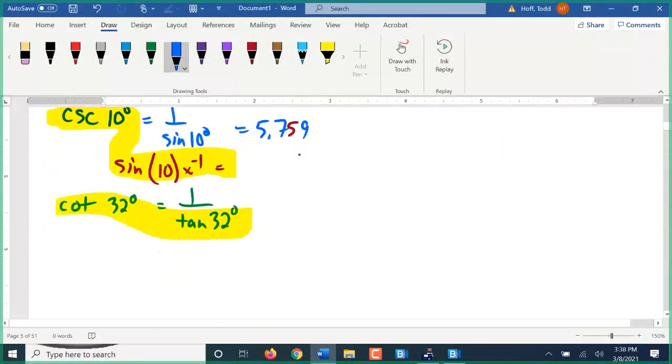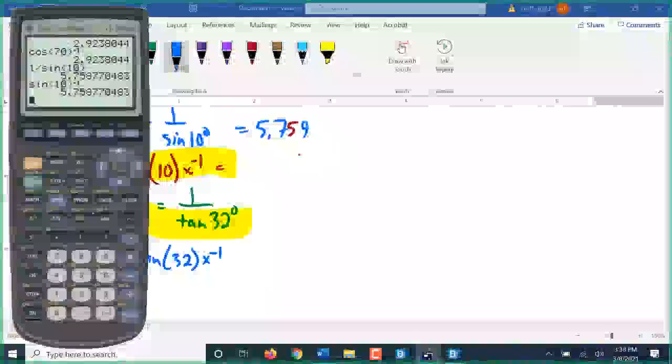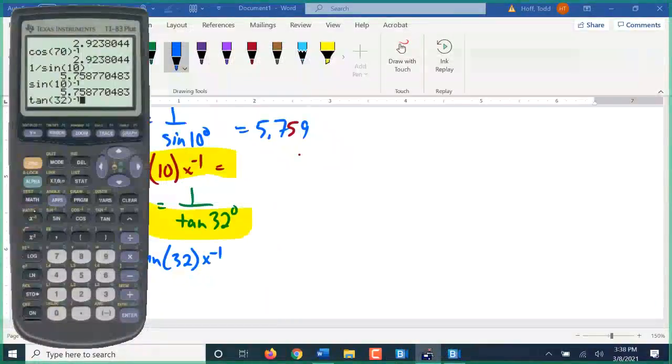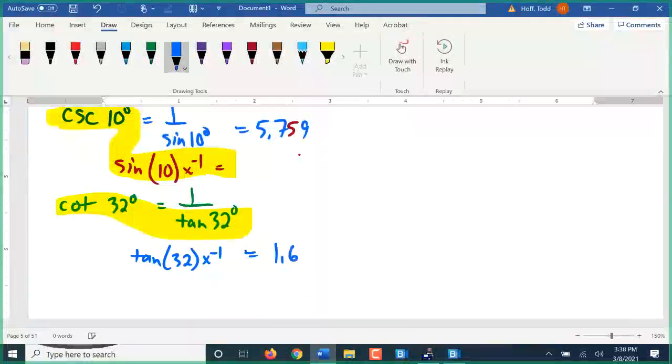So the cotangent of 32, once again, we'll type in tangent 32 and then use that reciprocal key again. 1.600 is what we get for the cotangent of 32.